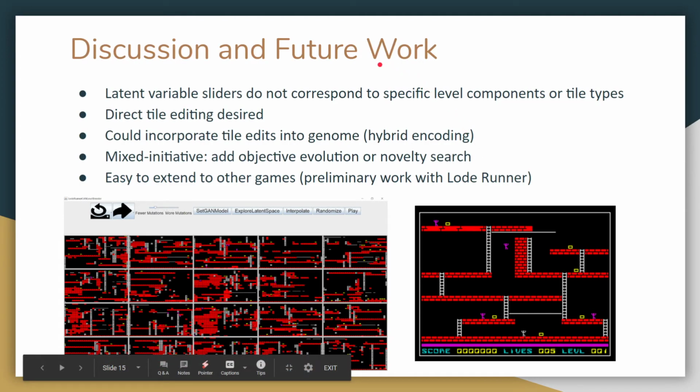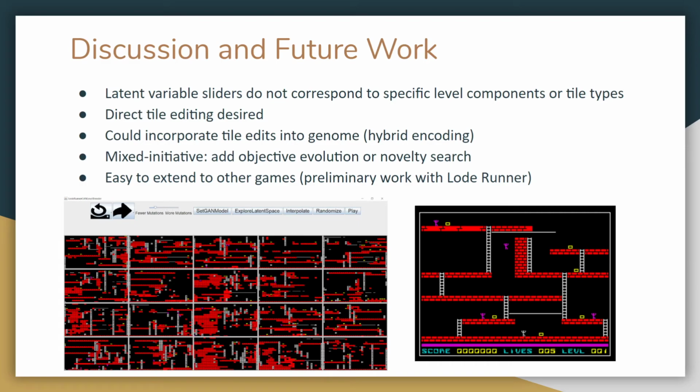Some of the user comments also indicated dissatisfaction with the fact that when you're messing with the latent variable sliders, they don't really correspond to any specific component of the level or even to specific tile types. So when you're fiddling with those sliders, you have no idea what's going to change, which can make it a bit frustrating to work with. So it would be nice if we could train the GAN in a way to tie individual latent variables to specific tile types or to regions of the level, something like that.